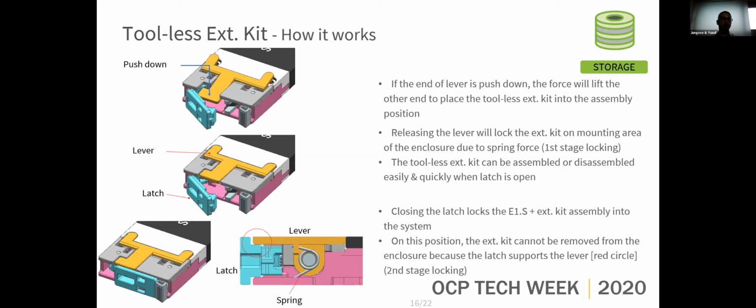If the lever is pushed down, you can place toolless extension kit into the assembly position. Releasing lever will lock extension kit to the enclosure due to spring force. Toolless extension kit can be assembled and disassembled easily and quickly by pushing on the lever when latch is open. Closing latch fully locks extension kit to the enclosure, and extension kit cannot be removed from enclosure at this point because the latch supports the lever as shown in the red circle in below image.